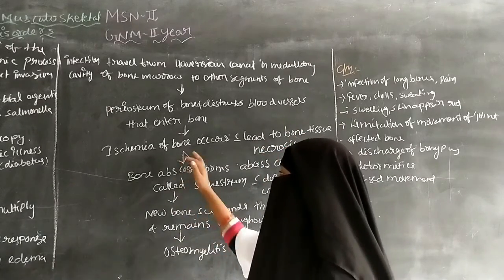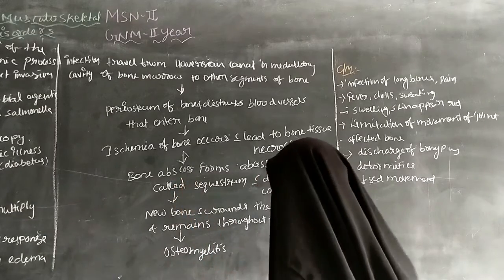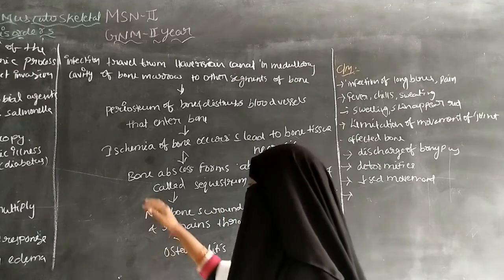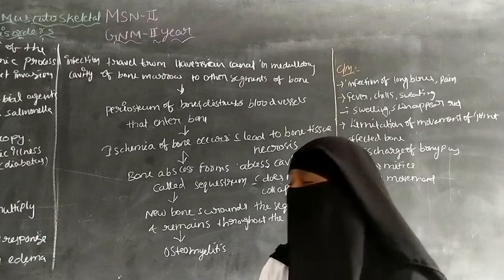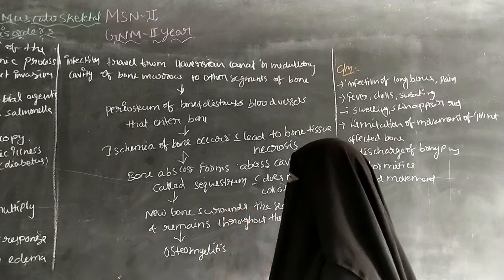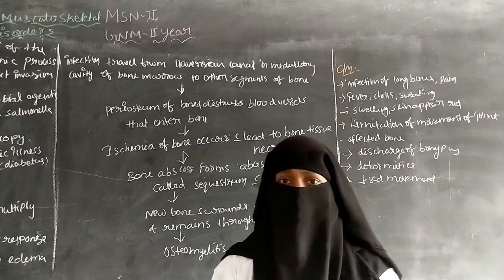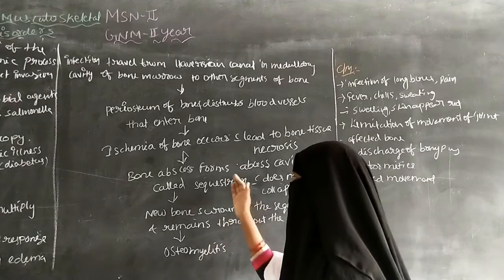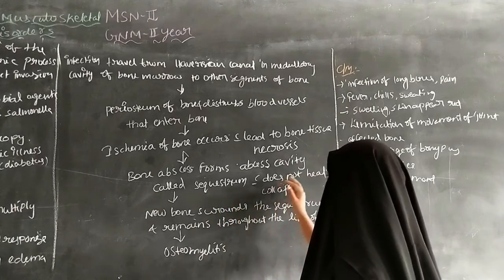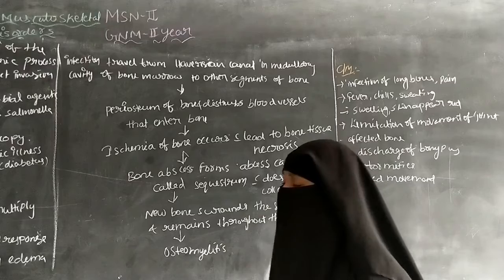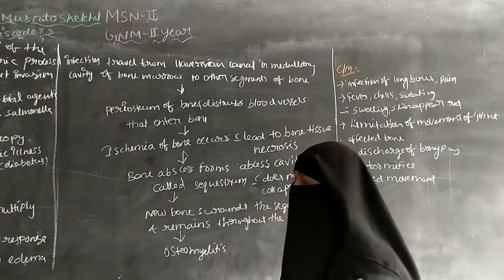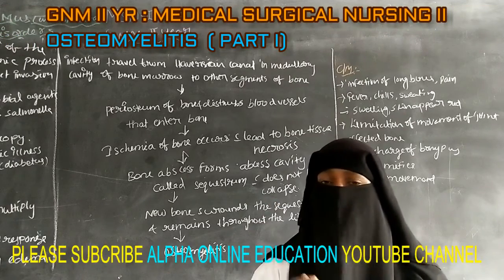It can lead to a bone abscess, which forms an abscess cavity called sequestrum. Bone abscess means an infection has formed in the bone and it forms an abscess cavity called sequestrum. The bone becomes infected and there is formation of pus, which is called sequestrum. The sequestrum does not heal and it collapses.